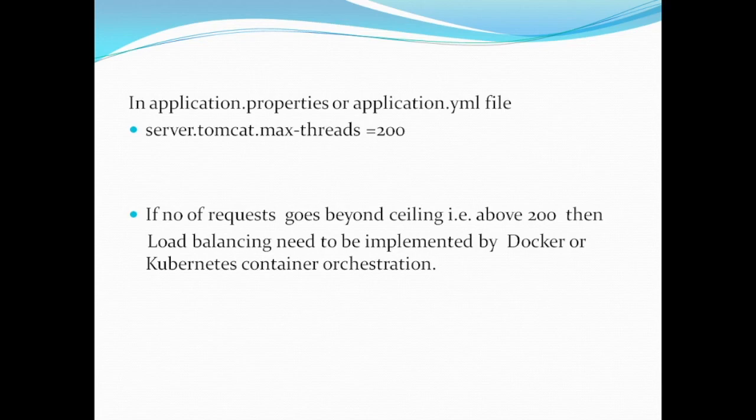When you configure the maximum number of threads in a Spring Boot or Spring MVC application, you configure it in the application.properties or application.yaml file with the property called max threads as 200. But what if the number of requests goes beyond 200? You have reached your ceiling, that is 200. Then we have to explicitly configure load balancing for the application by using Docker or Kubernetes, or any container orchestration.